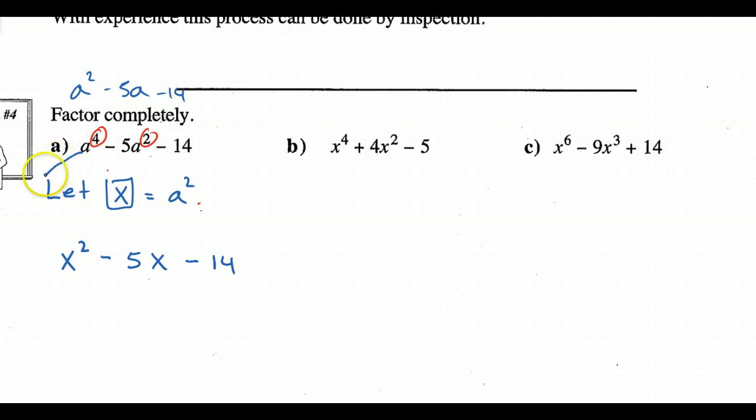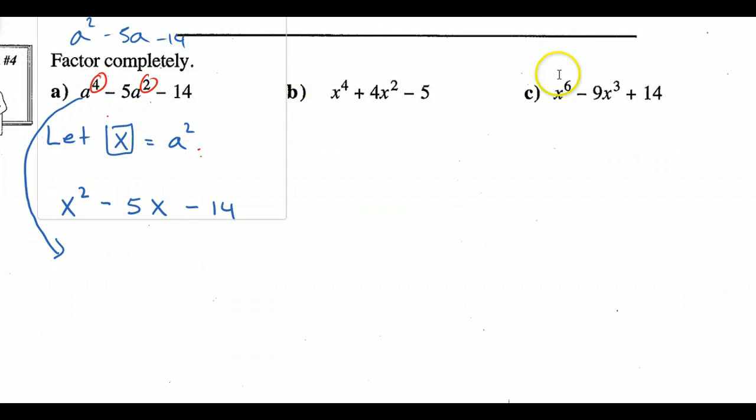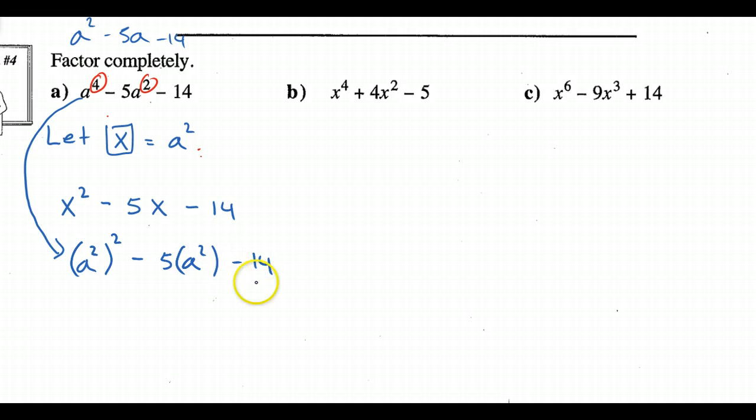If you're not quite sure how I got this a to the 4 to look like an x squared, think of it this way. Think of it as if I wrote (a squared) squared minus 5(a squared) minus, I'm going to put a bracket here, minus 14.